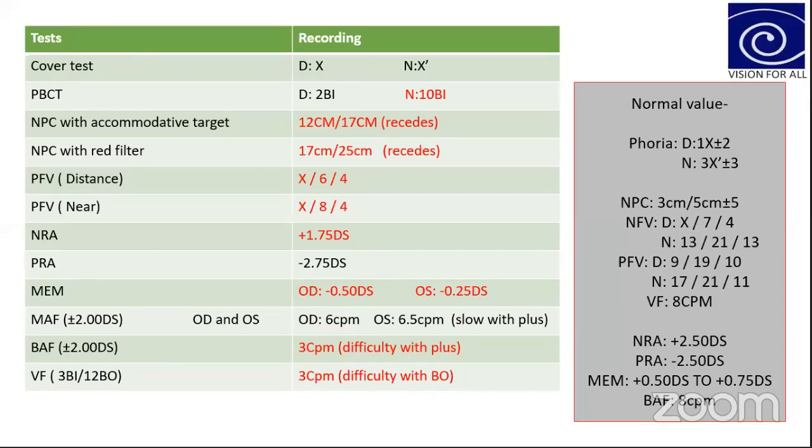Looking at the PFV values, first is fusional vergence at both distance and near, and it is receded. Now again, try to correlate with the indirect test, that is negative relative accommodation, which is plus 1.75 diopter spherical. Looking at the monocular estimate method, the value is going to show a lead of accommodation, and binocular accommodation facility is 3 cycles per minute. So if we see the direct test, everything is receded.